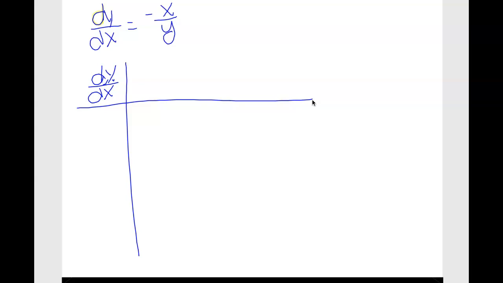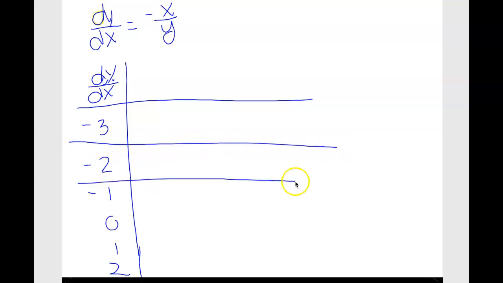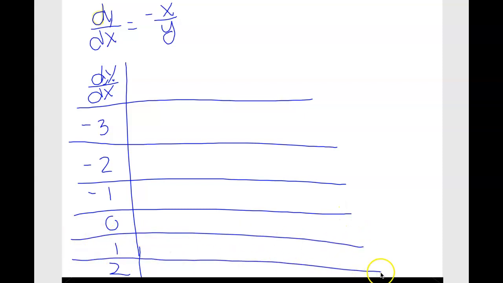So technically what you would do is you would go out, so let's just go, we'll do -3, -2, -1, 0, 1, 2. And then we're going to compare to the y values. So these are your x's, these are your y's. And we'll do the same thing.